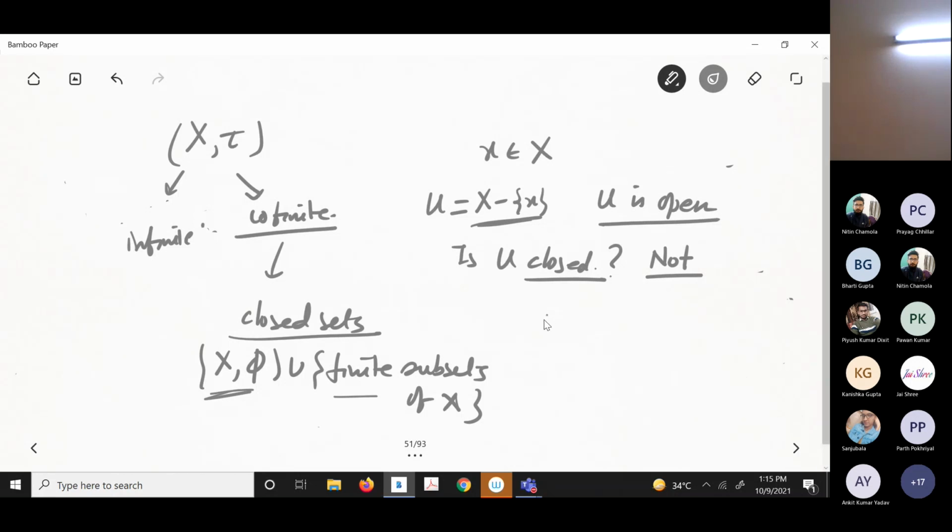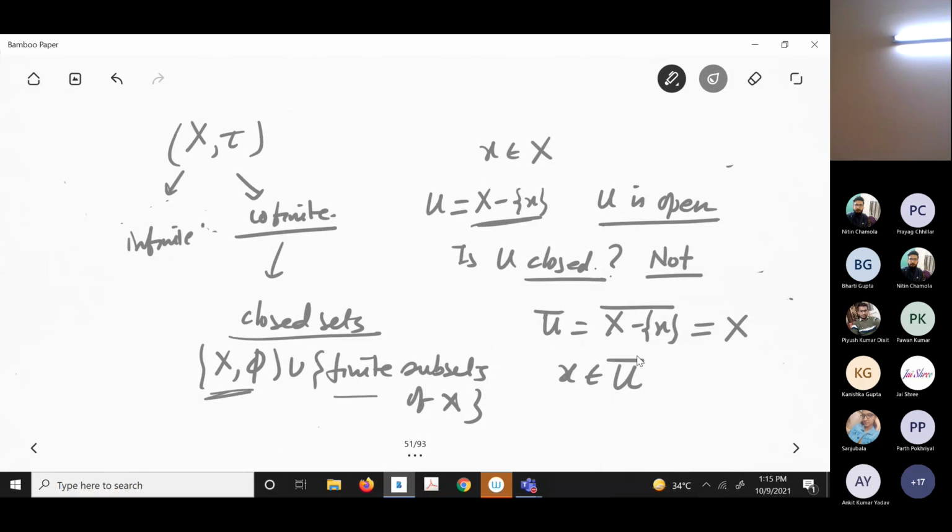So its closure will be what? That has to be whole X, because only X is left out. Got it? The closure will be the smallest closed set containing that. Here the smallest closed set is X, because only X is left out. That means X belongs to U bar. Okay?